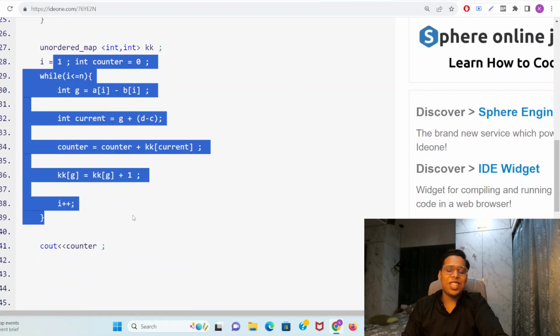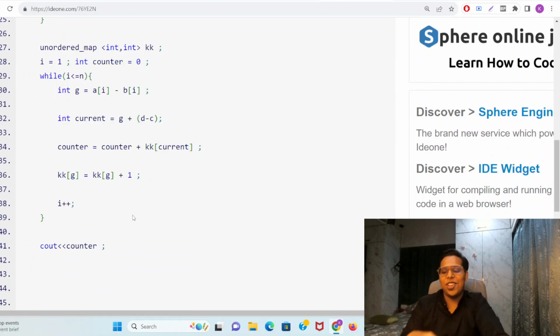Just one while loop. See, hashing is so interesting. In just a single loop, you are able to calculate all the answers. My goodness. O of n. You are just moving one while loop and n steps ahead with operations.